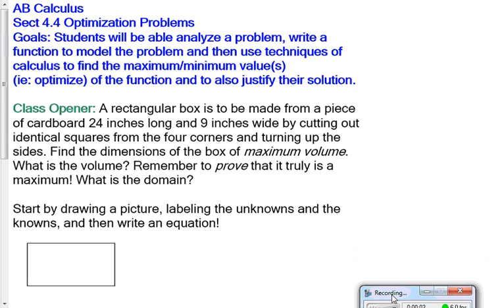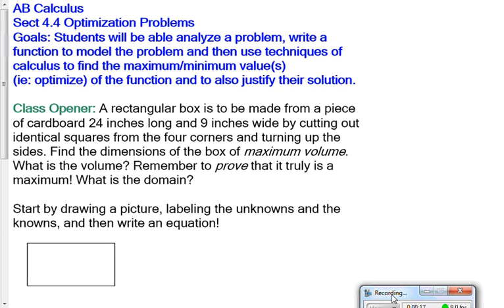All right, today's goal is to be able to take a word problem that is a calculus problem in context, set up an equation for it, use some calculus on it, and come to a solution and answer the question.